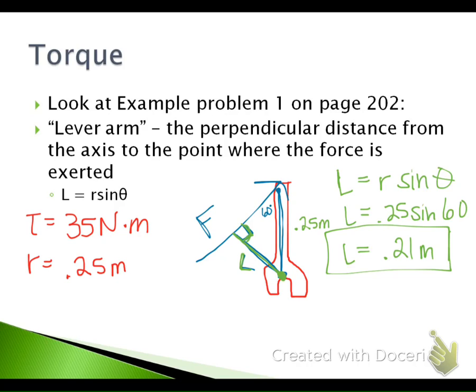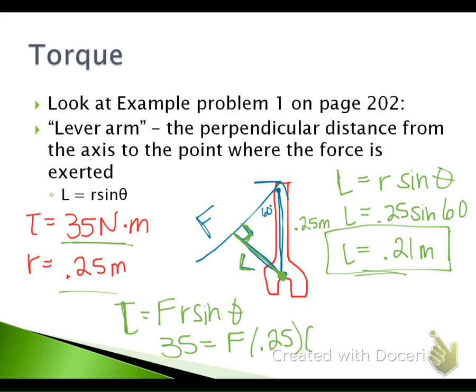Okay. So now let's solve for the amount of force that we have to apply. We know that torque is going to have to be equal to 35. We know this radius, or we know the lever arm itself. So if we solve torque equals F r sine theta, we're going to plug in 35 equals force times 0.25 times sine of 60. And we know what this term is already, so you could plug that in by itself if you wanted to. Doesn't make a difference.